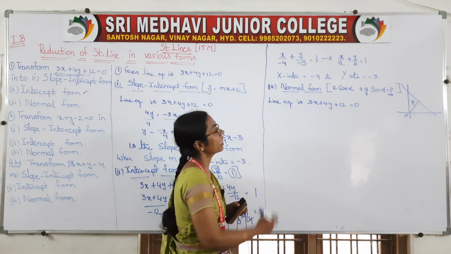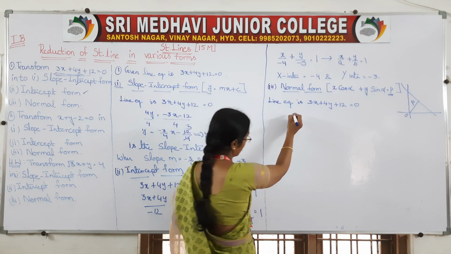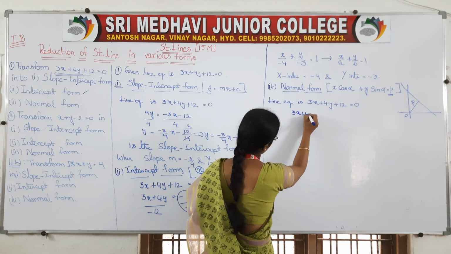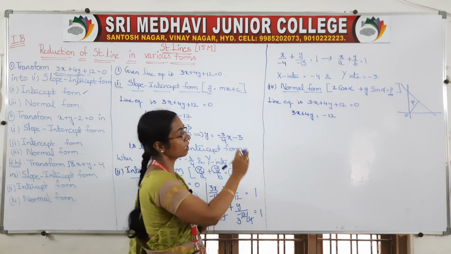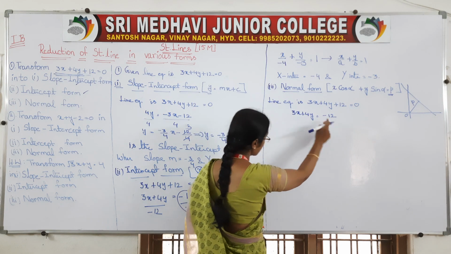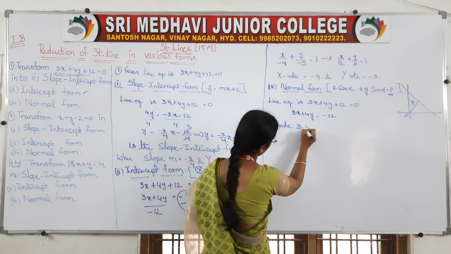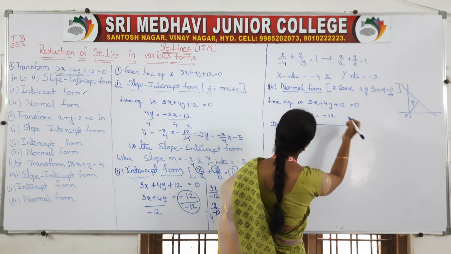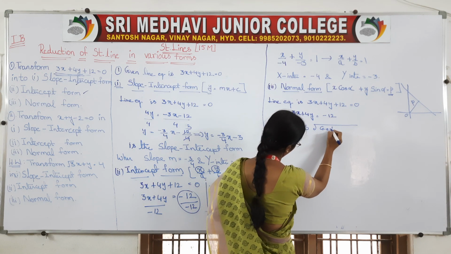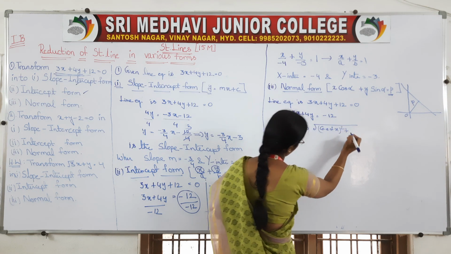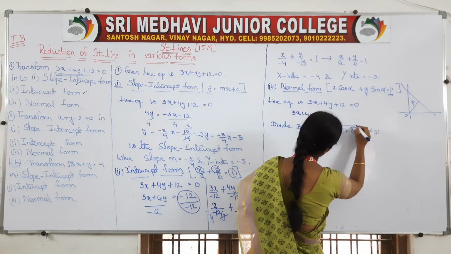So what is the procedure to get our normal form? First, send the constant to the other side. So it is 3x plus 4y is equal to minus 12. In this normal form, after this we have to divide both sides with the root of coefficient of x whole square plus coefficient of y whole square.